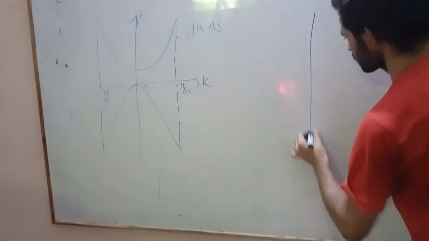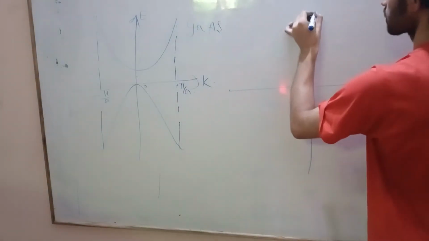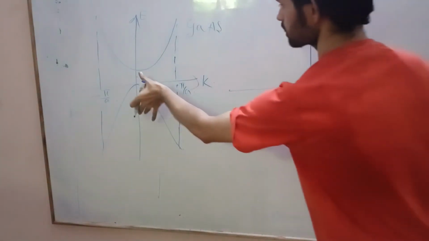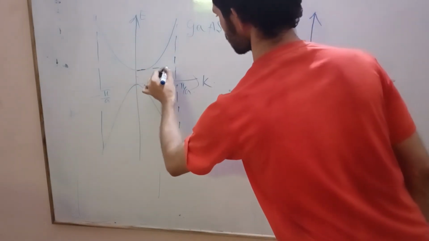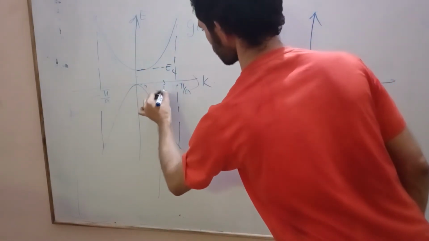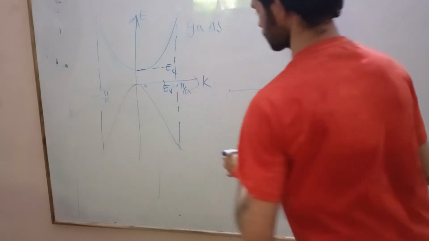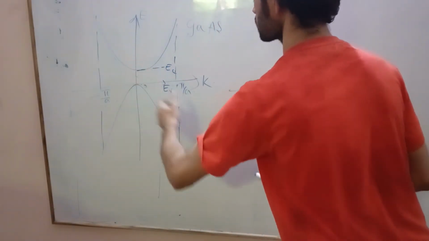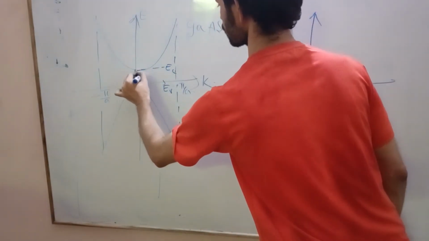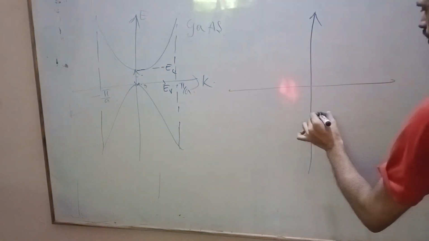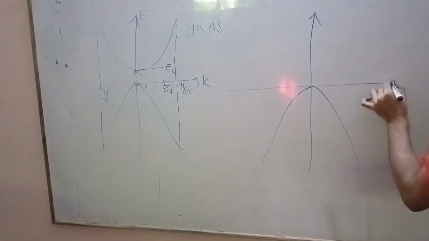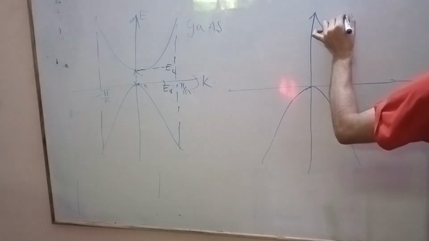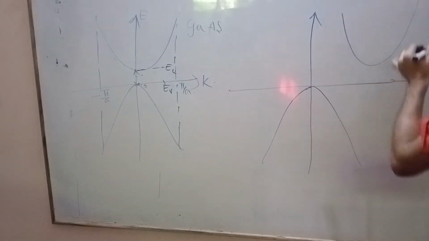And similarly, if you see here in the band gap, this is my EC and this is my EV, the maximum valence band energy and minimum conduction band energy. Both are in direct nature, both occurring at k equal to 0. But here it is something different.